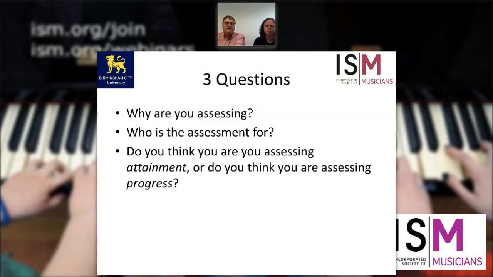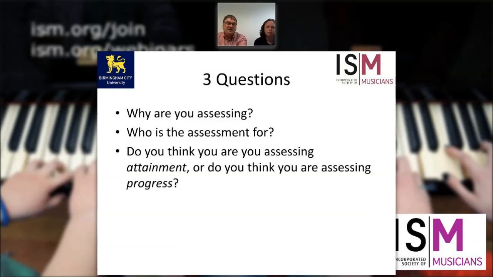So once again, some questions. Now, the question that leads this slide isn't maybe the one that's most obvious. So the first question here is, why are you assessing? So this really does need you to think about it. Now, I know for many teachers, the reason that you're assessing is because the deputy head has asked you for your assessment data by next Friday. So that's the reason you're assessing.